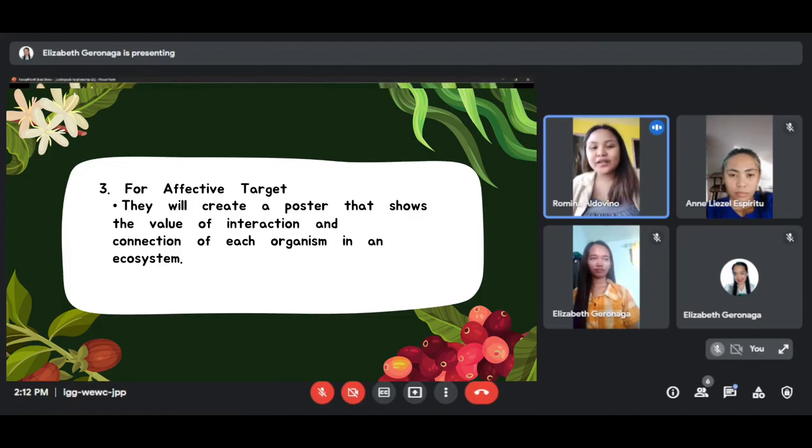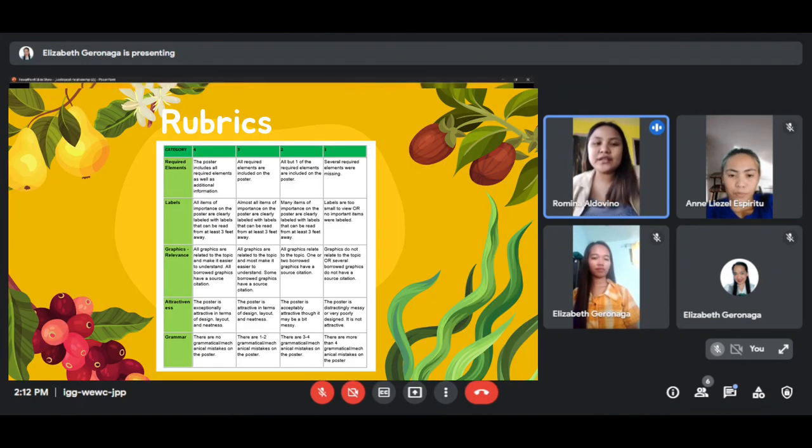For the effective target, you will create a poster that shows the value of interaction and connection of each organism in an ecosystem. So here are the rubrics for the effective target.